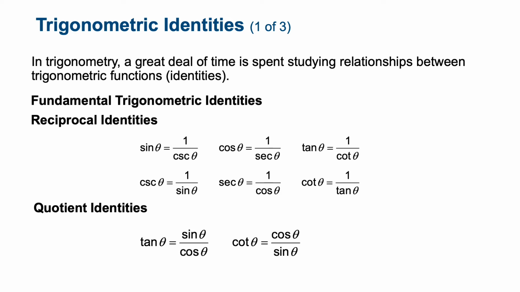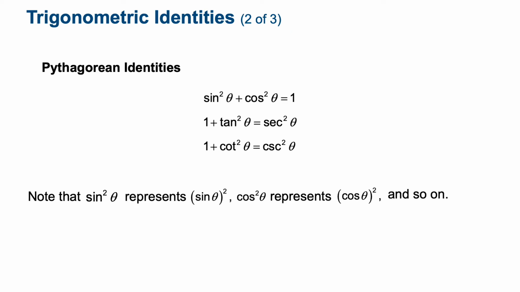Here are some other identities. Tangent of theta is equal to sine over cosine, and therefore cotangent of theta, since it's the reciprocal of tangent, will be equal to cosine over sine. Also notice we have what we call Pythagorean identities.